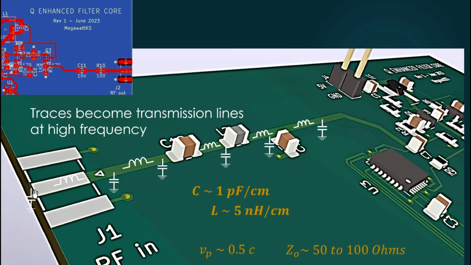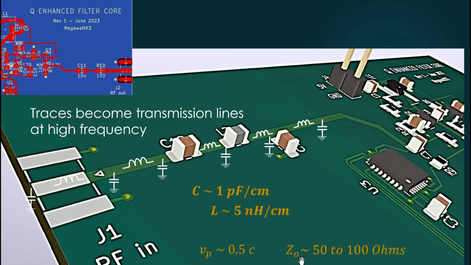It takes some time for the signal to get from here to down here and then on further. And how much time? Well, it depends on the velocity of propagation. That's what V sub P is here. And I'm saying it's very roughly, in a circuit board like this, about half the speed of light.